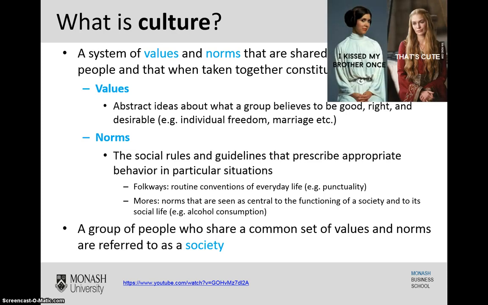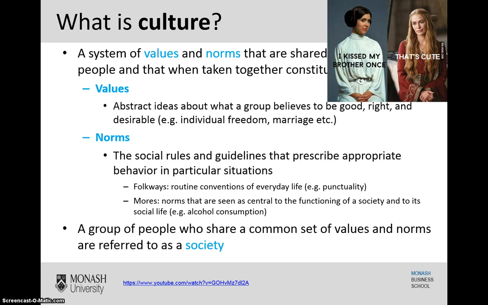Of course, the other key term here are norms. Now, these are the social rules and guidelines that prescribe appropriate behaviour in particular situations in a society. And we can break this down even further into both folkways and mores as two specific types of norms. Now, folkways are very much everyday routine conventions that make up how we live our lives. So valuing things like being on time is something that influences how we conduct ourselves on a day-to-day basis.